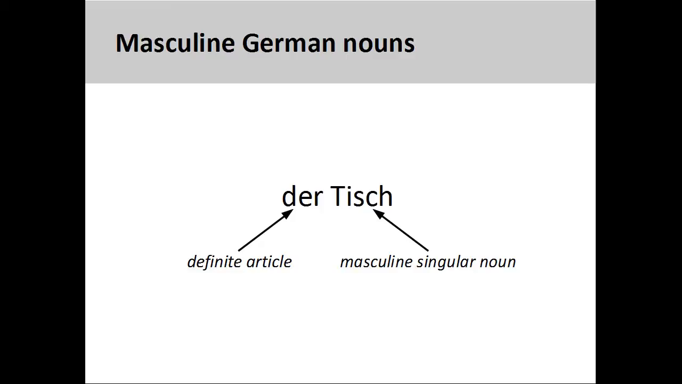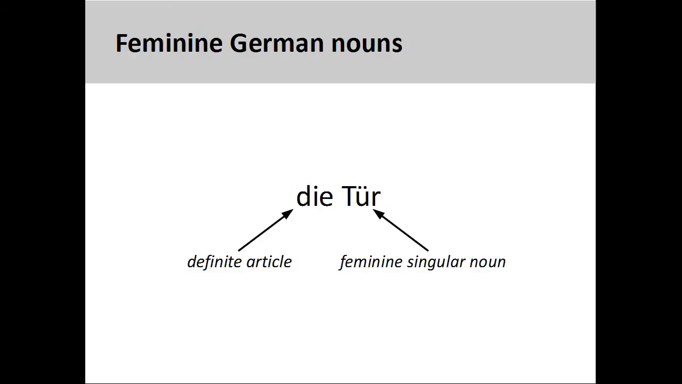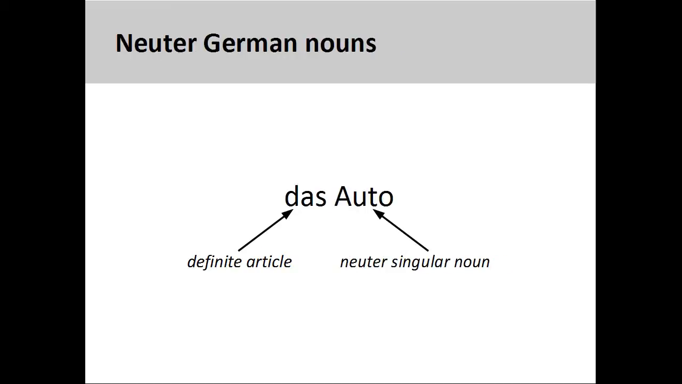The German noun Tisch, table, has a masculine grammatical gender, so its definite article is der. Here, the grammatical gender does not indicate any biological gender of the noun. The German noun Tür, door, has a feminine grammatical gender, so its definite article is die. The German noun Auto, car, has a neuter grammatical gender, so its definite article is das.